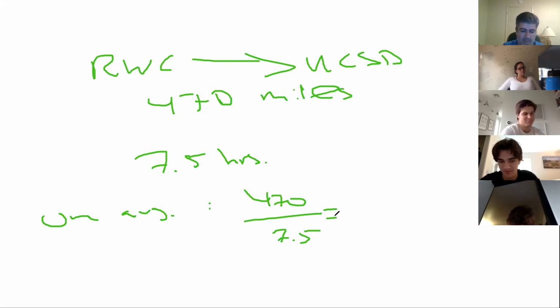So 470 divided by 7.5 is about 62.67 miles per hour.